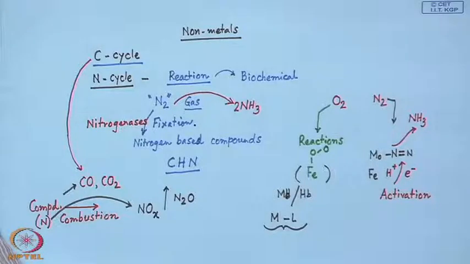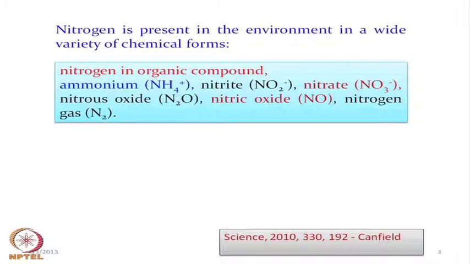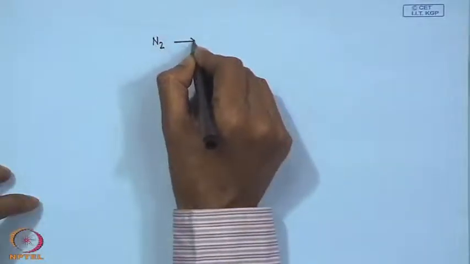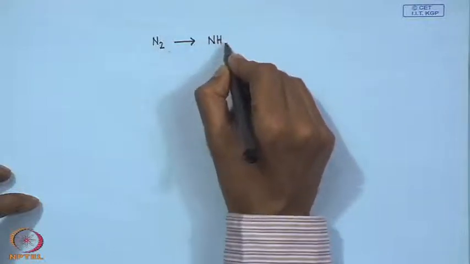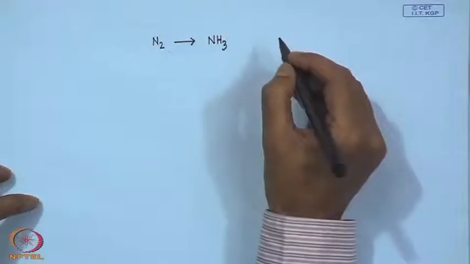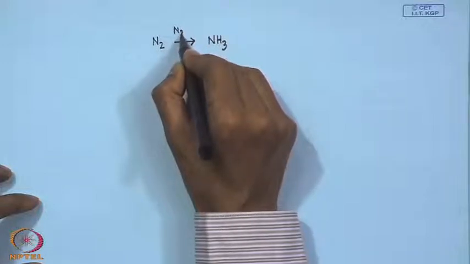So, in this particular case, nitrogen is present in the environment in a wide variety of chemical forms. So far we are just talking about the fixation of this nitrogen. If we consider the simple reaction, it is the conversion of nitrogen to ammonia. So, this is the use of the nitrogenase.